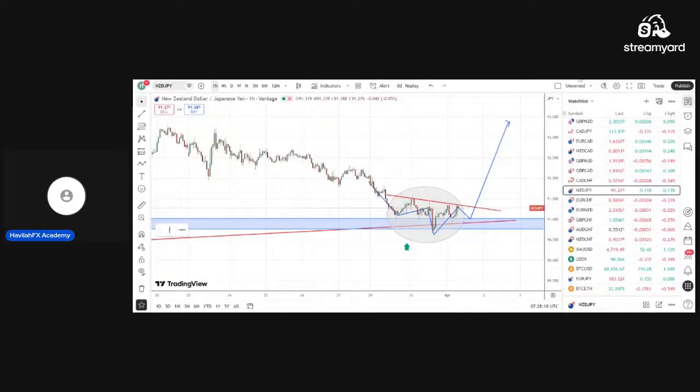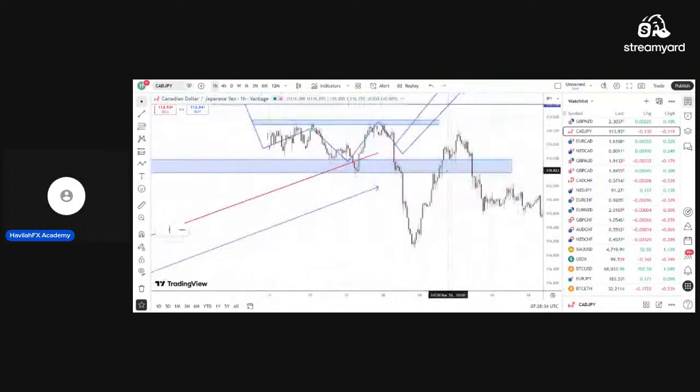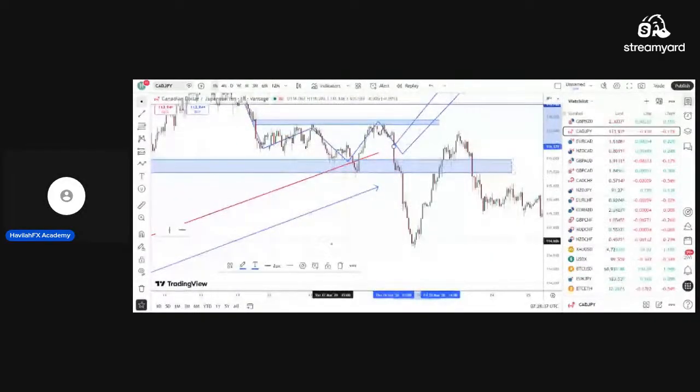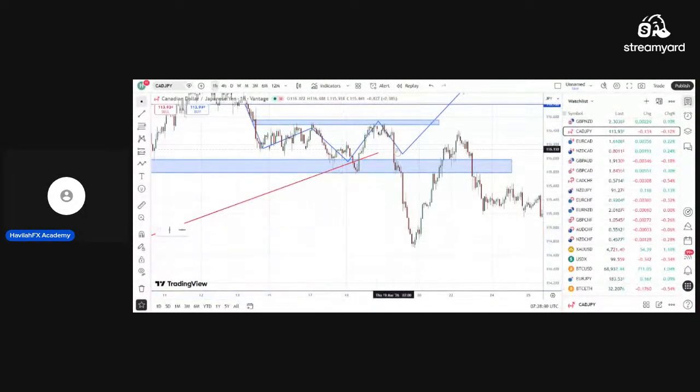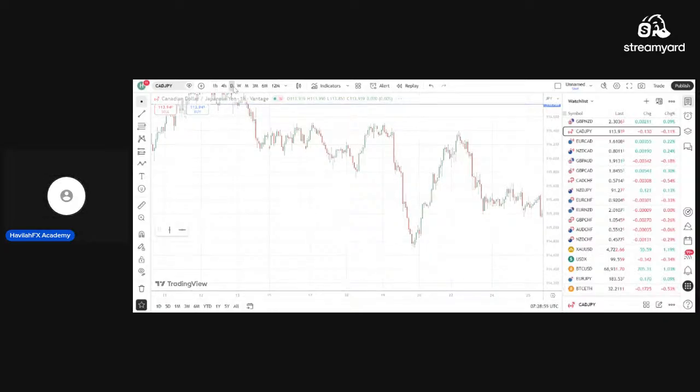And finally, I'll look at the CADJPY. All right, now this is a bit unique in its own way. Oh, I got a lot of previous setup here, so let me just delete them. All right. So look at the CADJPY on the daily time frame.